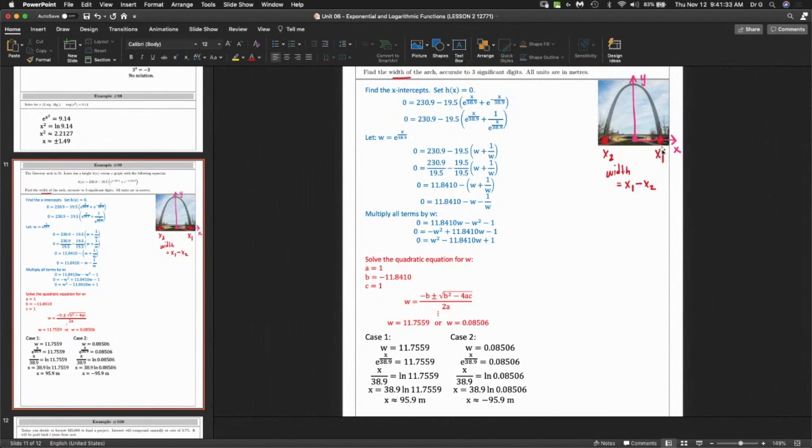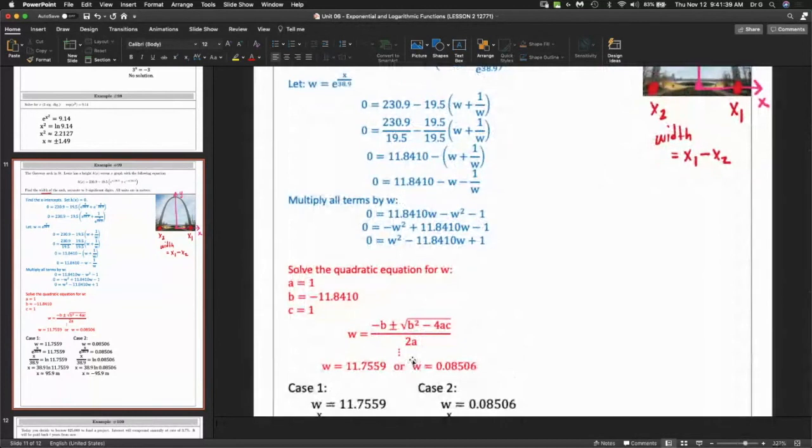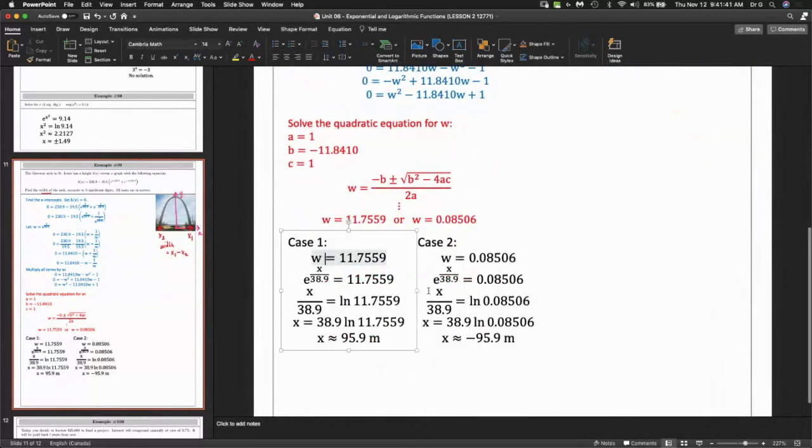On the diagram, the positive answer is x1 and the negative answer is x2. So I'm going to just go back here for a second to make it correlate better to the figure. I'm going to call the first solution W1, and the second solution, W2.